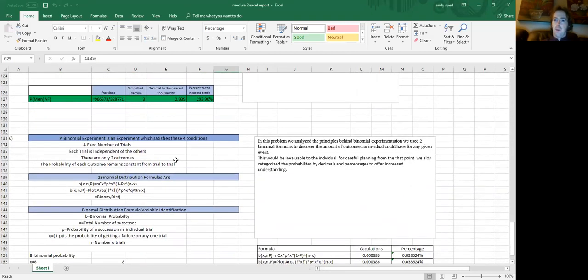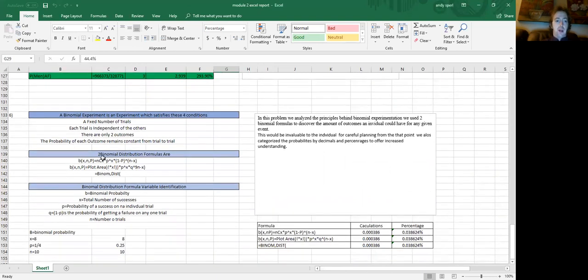Now, what we do have here for number 6 is a binomial experiment, which is an experiment that satisfies these 4 conditions. Now, the 4 conditions are as follows. Fixed number of trials. Each trial is independent of the others. There are only 2 outcomes. And the probability of each outcome remains constant from trial to trial.